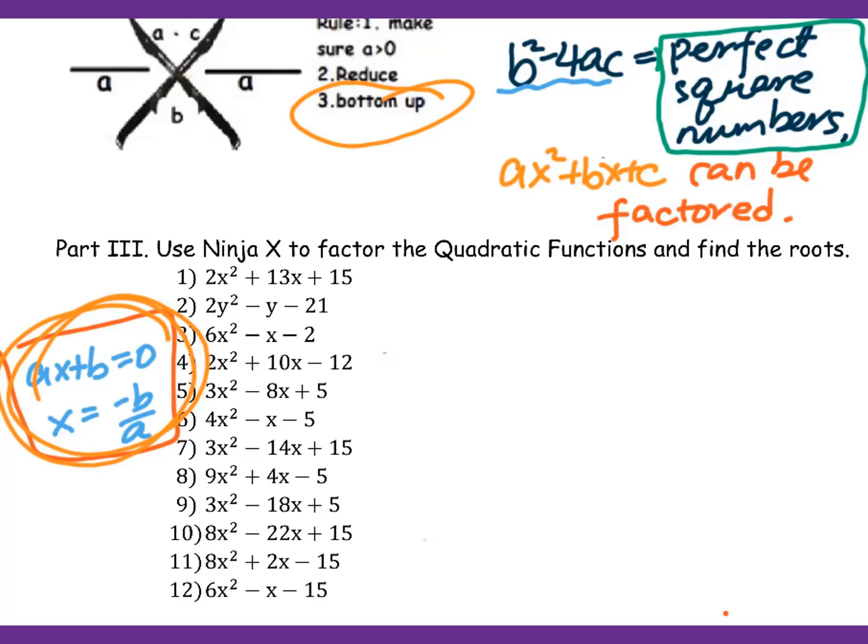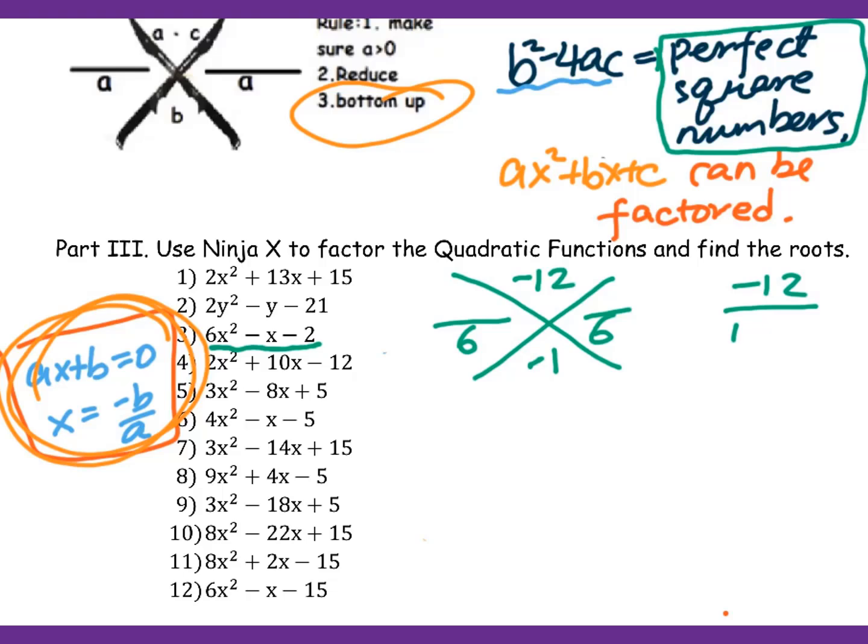Number 3, no common factor, so I set up as a Ninja X, negative 12, negative 1, 6, 6, negative 12. 1, negative 12, 2, negative 6. It's not working. I'm looking for negative 1. So 3, negative 4. Yeah, this one adding give you negative 1. That's why this is the paired factor we are looking for. You don't have to go through this procedure if you know 3, negative 4, you get negative 1.